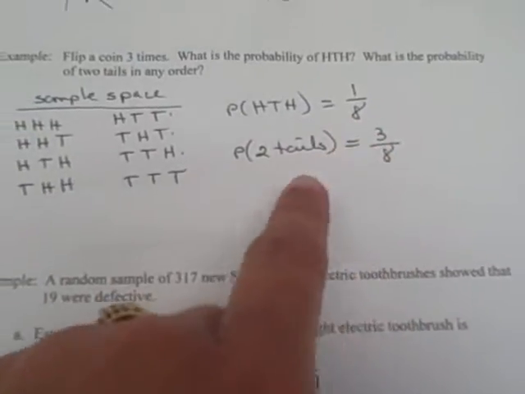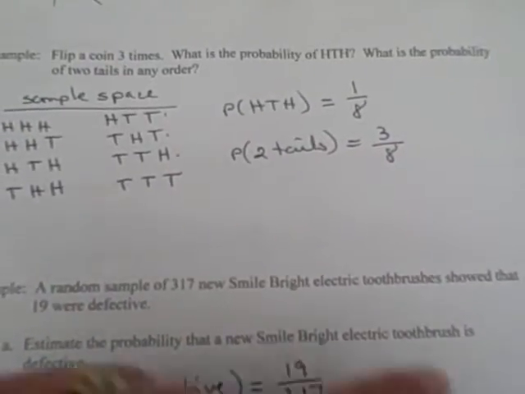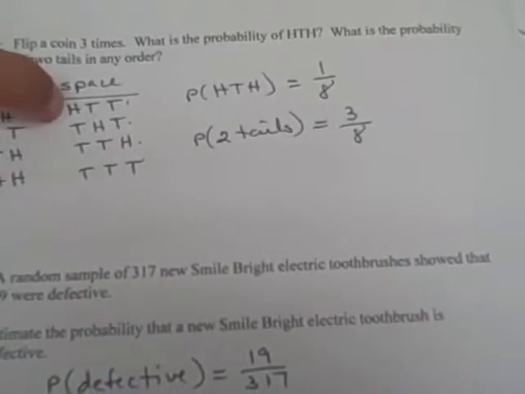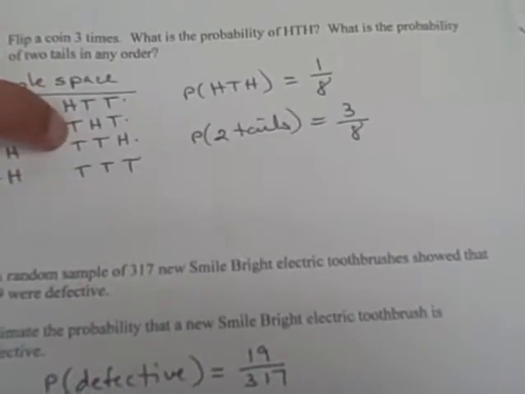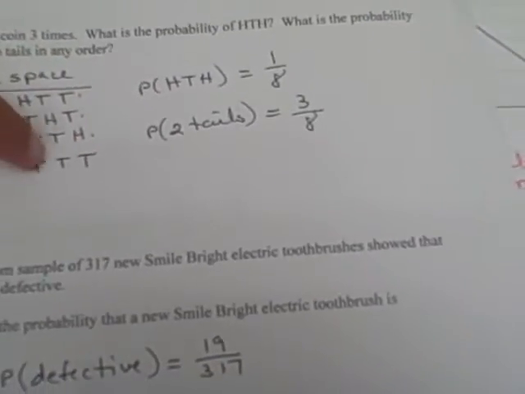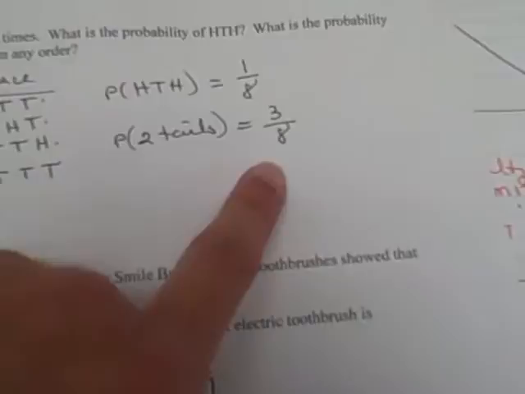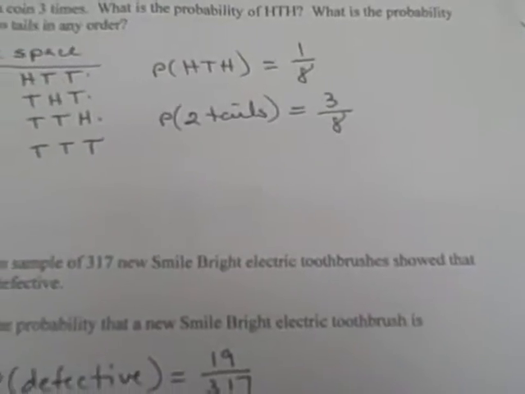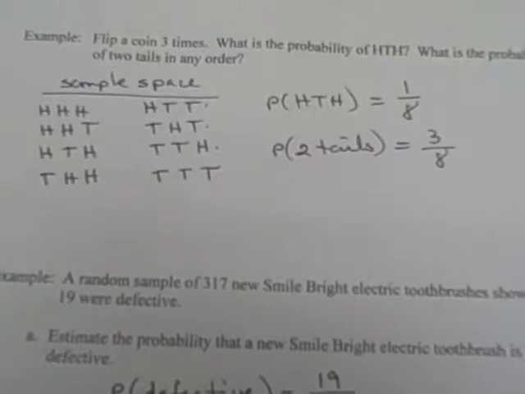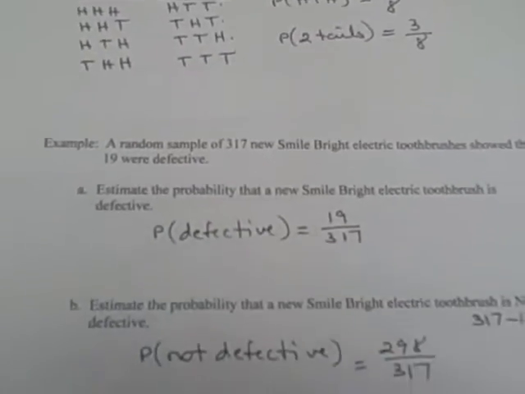Now, the second probability wants the probability of 2 tails in any order. Well, that's the heads, tails, tails; tails, heads, tails; or tails, tails, heads. So that occurs 3 times out of the 8 possible outcomes. So the probability of getting 2 tails in any order is 3/8. All right, our last example.